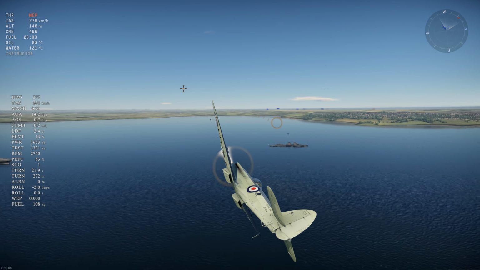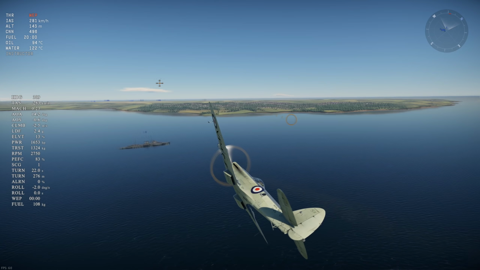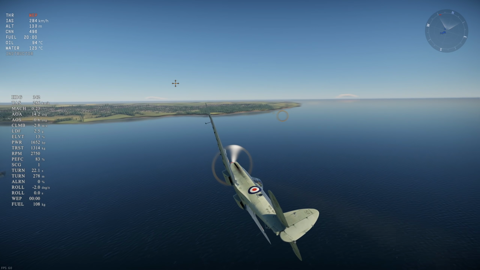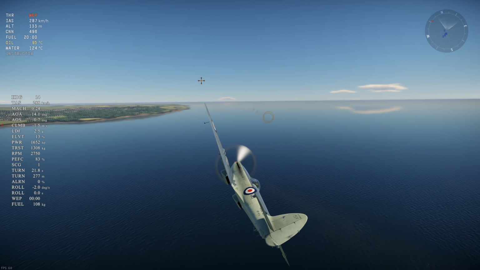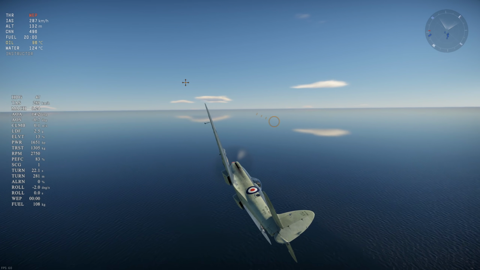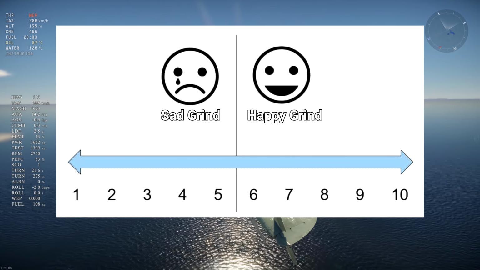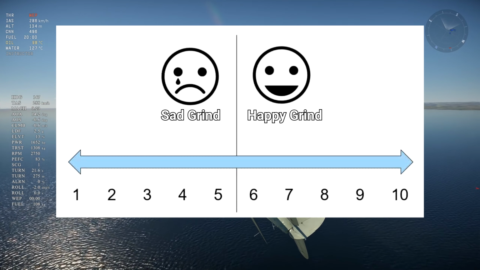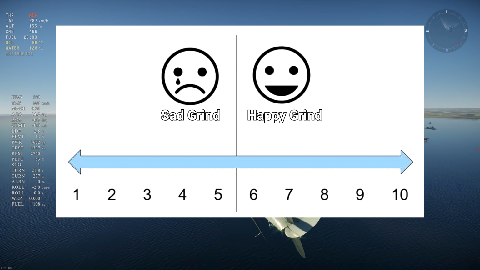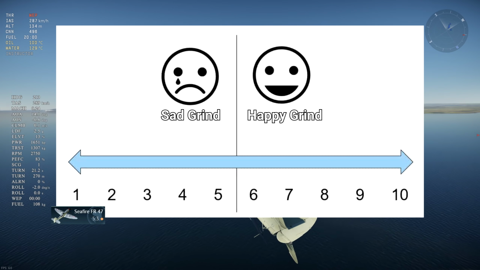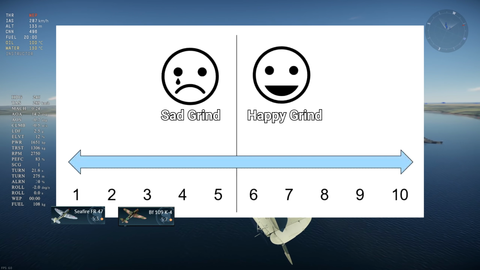In conclusion, the Seafire 47 has the worst stock grind since it has the biggest stock versus spaded performance difference in speed, climb, and turn. So, on a scale of 1 to 10, 1 being the worst stock grind, 10 being the best stock grind, and 5 being average, the Seafire 47 would be a 1 and the BF-109K4 would be a 3.